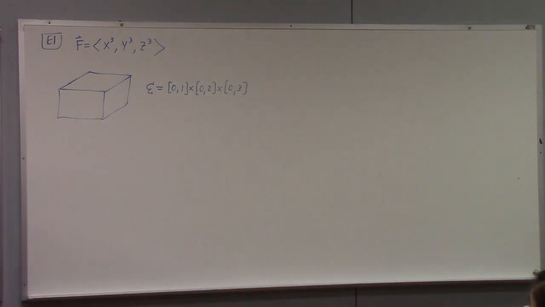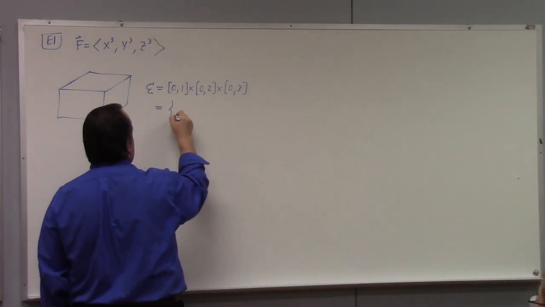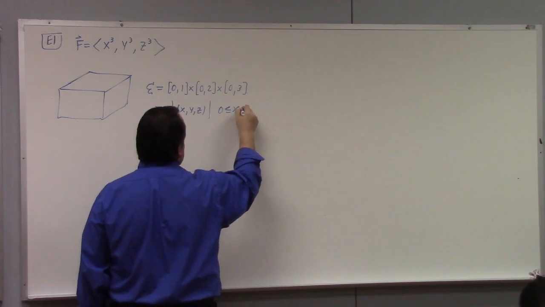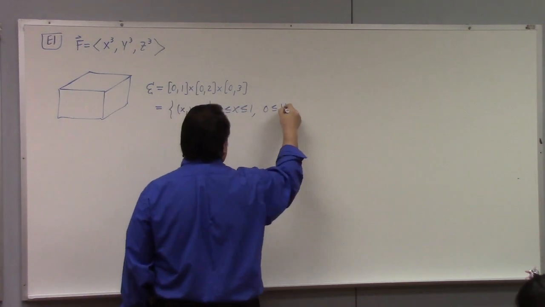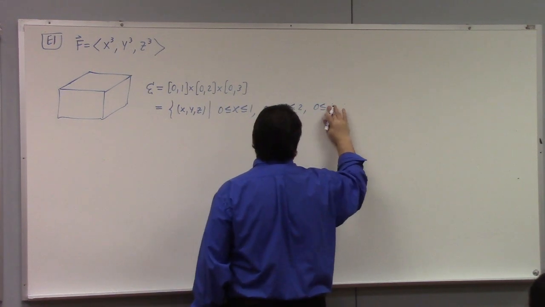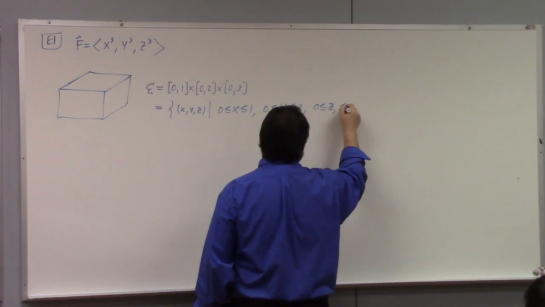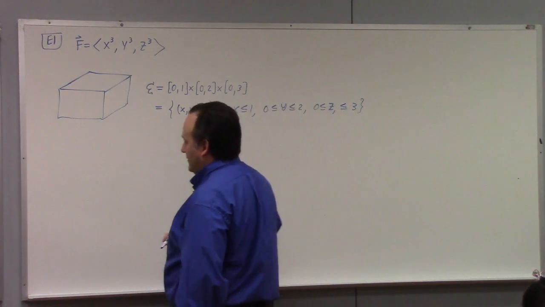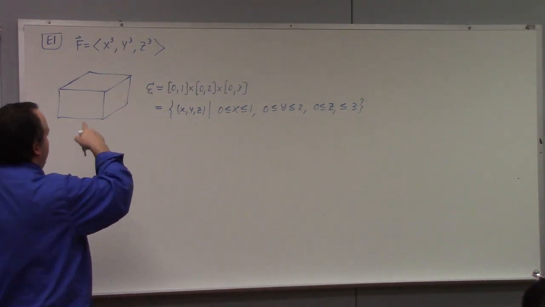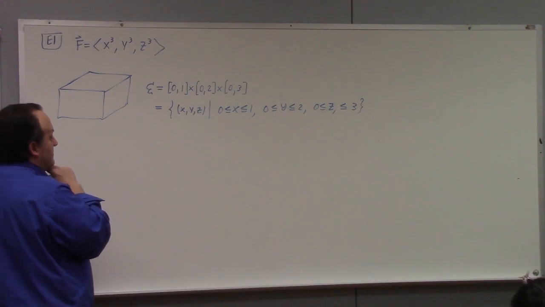What does that notation mean? Well, that notation would mean the set of all x, y, z such that 0 less than or equal to x less than or equal to 1, 0 less than or equal to y less than or equal to 2, 0 less than or equal to z less than or equal to 3, my bad, I did y twice. So there you go. It's not a cube anymore, but it's a rectangular solid, if you like. And I'd like to know what's the flux of F through the faces of E.